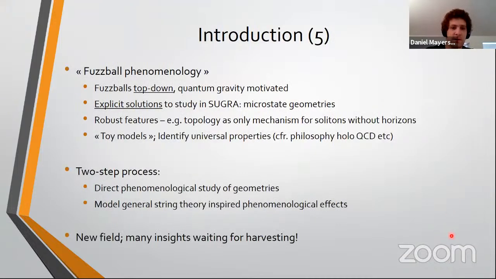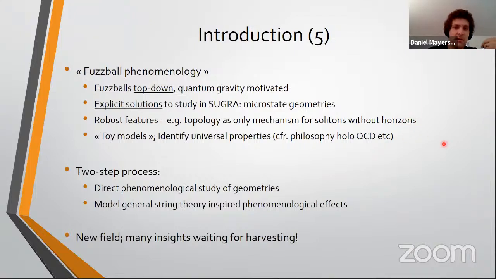Okay, so let me just try to reiterate or summarize this philosophy, right? This fuzzball phenomenology is the idea that we should really think of fuzzballs as compact objects, which we can use in observational phenomenological studies, that as opposed to the other echoes that people study, these are top-down and quantum gravity motivated. And so this is, I think, one of the key points about fuzzballs that make them so interesting to study. The ones that we can explicitly study are going to be microstate geometries, these special solutions. And we want to be looking for robust features, universal properties.